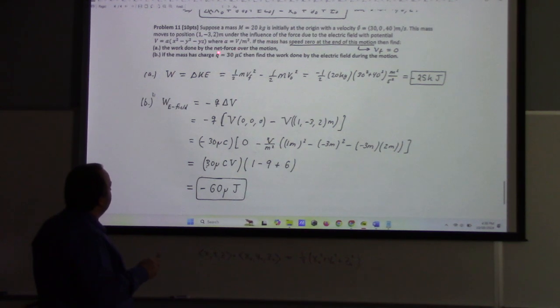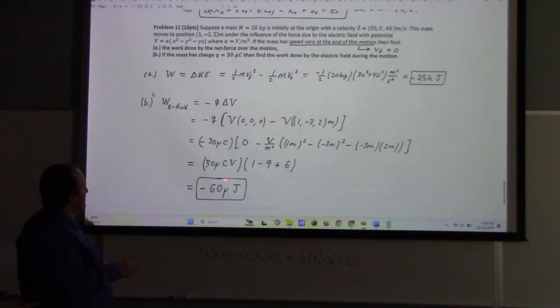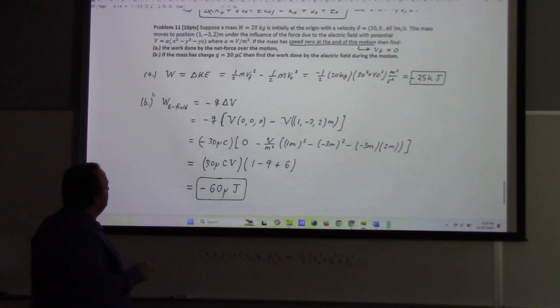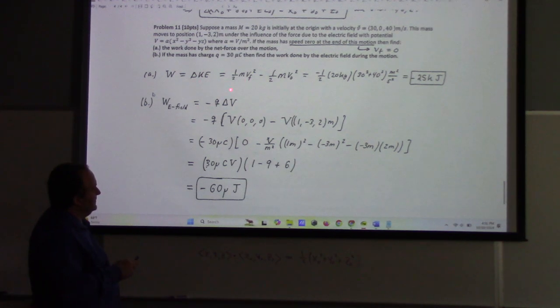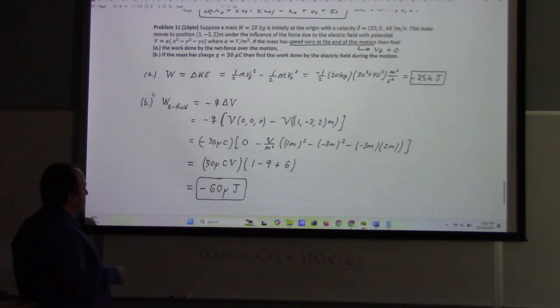So I'm not trying to say that the electric force is the only force. In fact, it's pretty obvious it's not if you work out part B, because of the work-energy theorem, which is independent of the details of the force. We know that the work is the change in the kinetic energy, and I gave you enough information to figure that out, because it's 1/2 m vf squared minus 1/2 m v naught squared. And vf is given to be 0, and v naught is the square root of 30 squared plus 40 squared. This works out to minus 25 kilojoules, so minus 25,000 joules, which some of you got. Yay, very good.